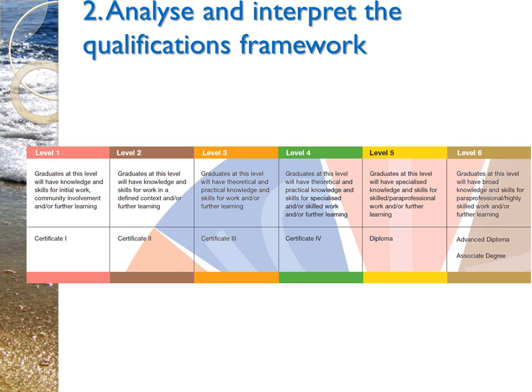Now if you just duck across to level 5 or the diploma level, graduates at this level will have specialized knowledge and skills for skilled paraprofessional work and or further learning. So you can see from Certificate 1 to Certificate 5, there's a fair degree of difference. Level 5 or diploma requires more experience, knowledge, or even prior training than in level 1.